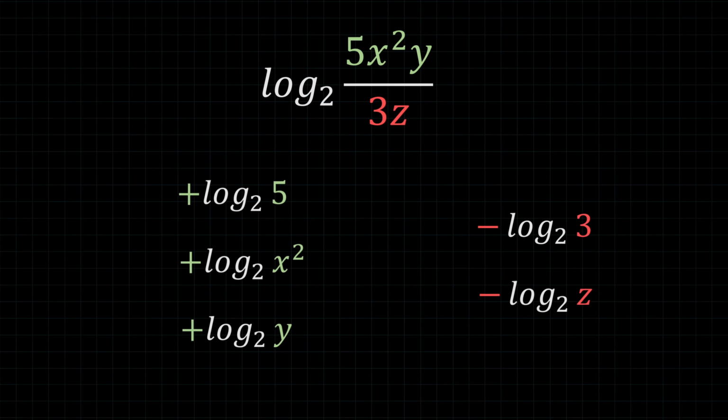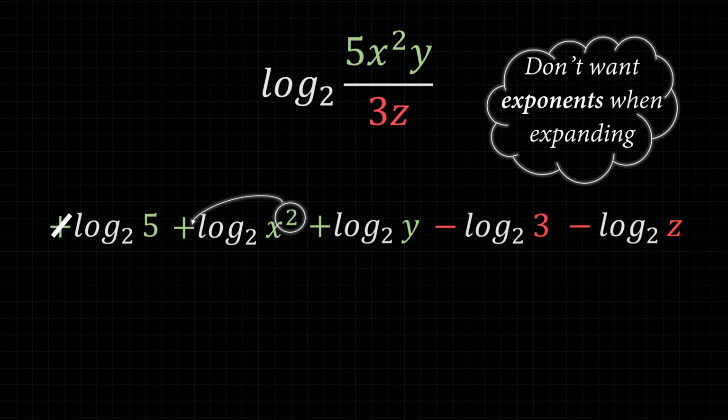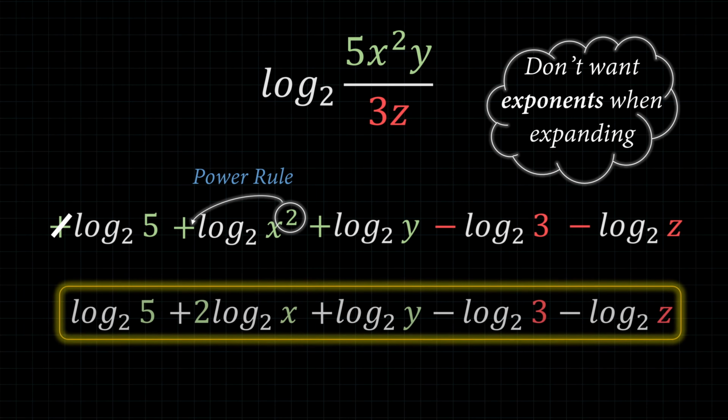Now we can just arrange the logs all together. The order doesn't matter at all. And to finish it up, we can cross out the redundant plus sign in the beginning, and we can move the exponent to the front here using the power rule because we generally don't like to have exponents on our arguments. So our final answer would look something like this.